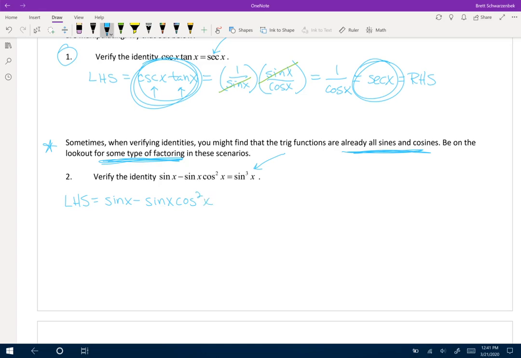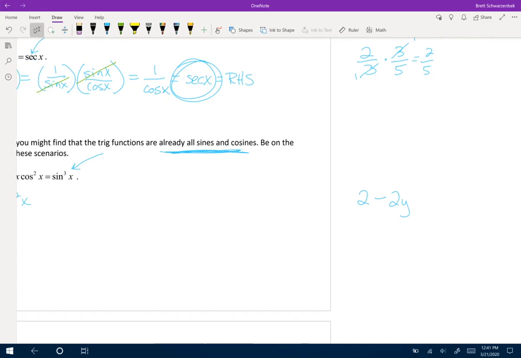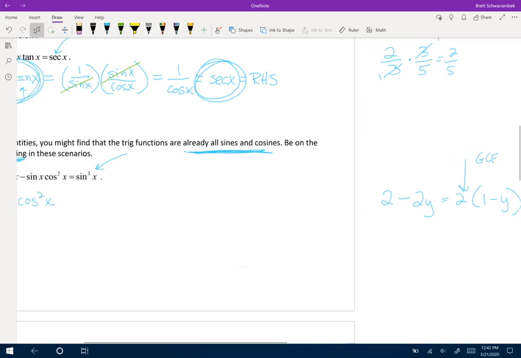Okay, so if you look at this guy, you basically say, okay, well, what could I do in this scenario? Well, this is kind of the same as saying something like, okay, if I have 2 minus 2y, what would I do to factor that? I would take a 2 out and get 2 times 1 minus y. So this would be the GCF in this scenario, right? But that's not the matter. It's just basic factoring we're looking at.